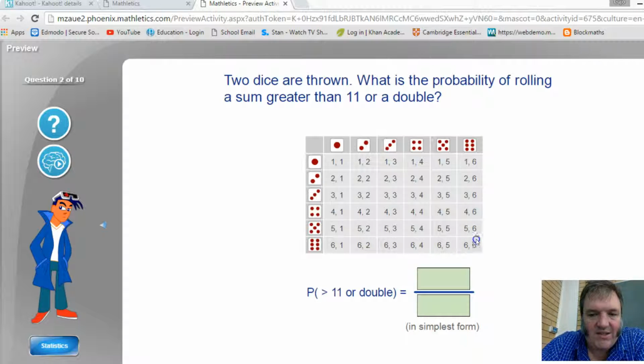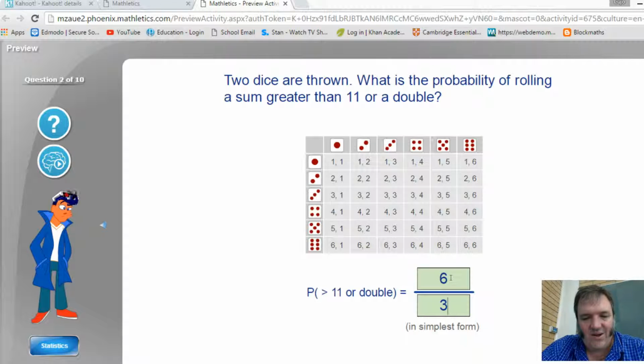And that's only happening once, a 6 and a 6. But it says greater than 11 or a double, so I have to add up how many doubles there are. 1, 2, 3, 4, 5. And that's a double, but we've already counted it, haven't we? 6 and 6 made 12. That's already counted. So really, there are just 6 options that are either doubles or greater than 11.